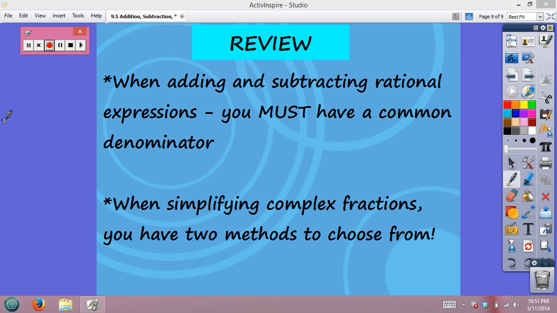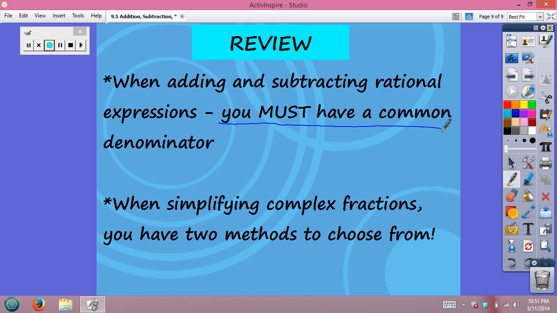So as a review, we know that when we are adding and subtracting rational expressions, we must have a common denominator first. That is the most important part of this lesson. Common denominator. And also when we're simplifying complex fractions, you have two methods to choose from, and we only used one of them today, but like I said, you'll find one that's easiest for you. And remember that when we divide by a fraction, we have to multiply by the reciprocal. And that will be the end of the lesson.